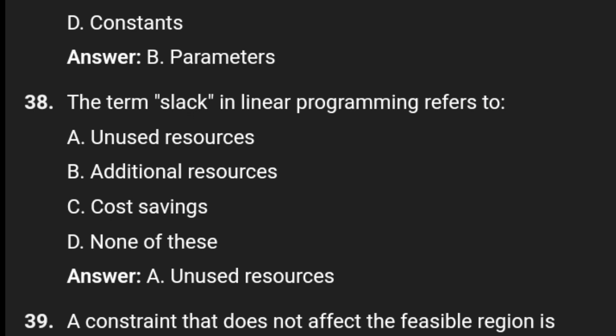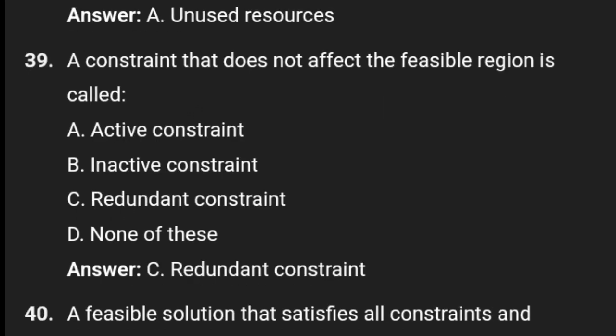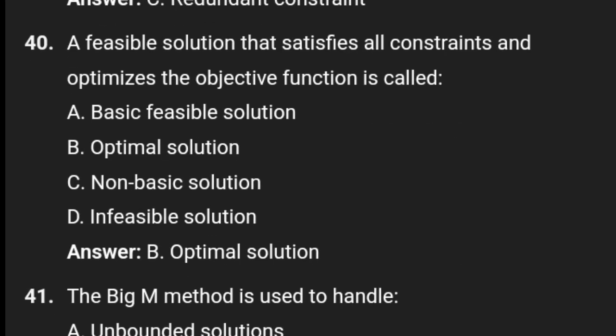A. Unused resources. 39. A constraint that does not affect the feasible region is called: A. Active constraint, B. Inactive constraint, C. Redundant constraint, D. None of these. Answer: C. Redundant constraint. 40. A feasible solution that satisfies all constraints and optimizes the objective function is called: A. Basic feasible solution, B. Optimal solution, C. Non-basic solution, D. Infeasible solution.